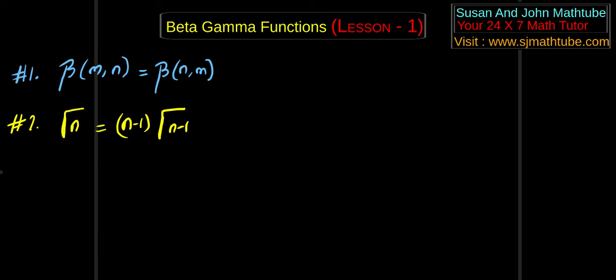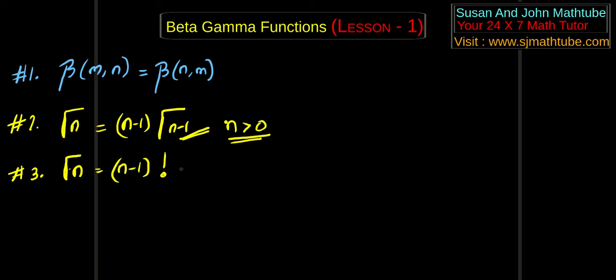Now comes the third point that is very important. Gamma n is equal to n minus 1 factorial. What? Yeah, it's exactly. But wait a minute. Here n is simply a positive quantity. And here I am going to write n belongs to positive integers. So remember, there is a huge difference between the first one and second one.